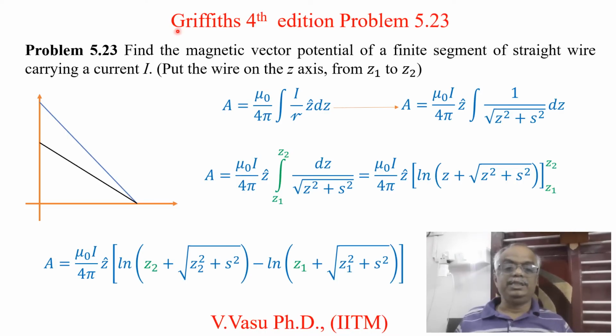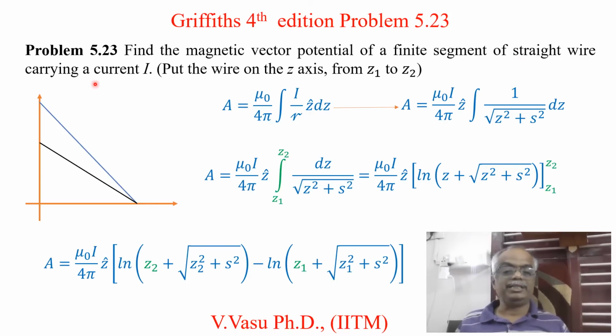Today we will see one interesting problem, problem 5.23 of Griffiths 4th edition Introduction to Electrodynamics. The problem is: find the magnetic vector potential of a finite segment of a straight wire carrying a current I. Put the wire on the z-axis from z1 to z2.